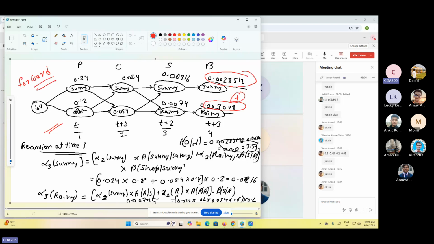Now you can try with the backward. Backward में क्या करना है? ये हम फॉरवर्ड जा रहे थे. बैकवर्ड में यहाँ पे अल्फा 4 इक्वल टू 1 ले लेंगे और फिर यहाँ से बैकवर्ड जाएंगे. That we will see in the next class. Backward we will see in the next class.